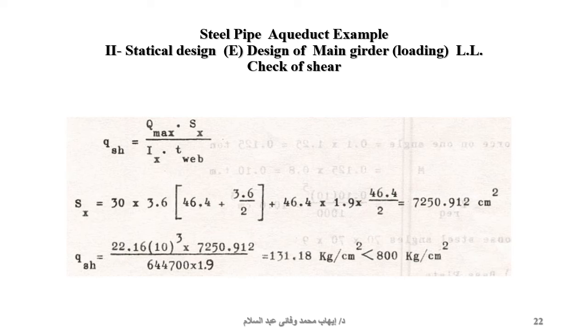Check shear. We have everything. We have Q maximum and S maximum, and we try to arrive at Q shear small. We have IX and web thickness from tables. We arrive at SX from tables, and then Q shear we arrive at is 131 kilogram over square centimeter, less than 800 kilogram over square centimeter. That's safe.